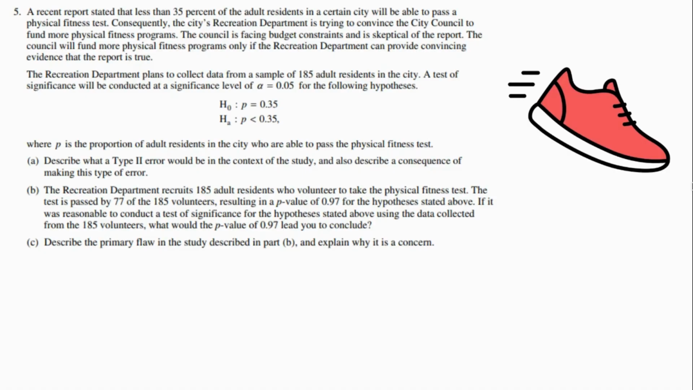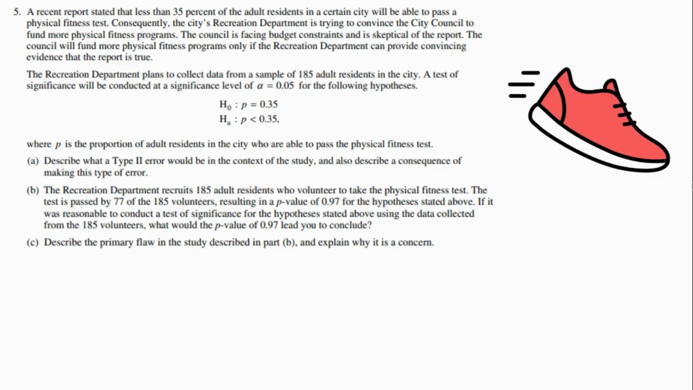The recreation department plans to collect data from a sample of 185 adult residents in the city. A test of significance will be conducted at the significance level alpha equals 0.05 for the following hypotheses. Null hypothesis, p equals 0.35. Alternative hypothesis, p is less than 0.35, where p is the proportion of adult residents in the city who are able to pass a physical fitness test.